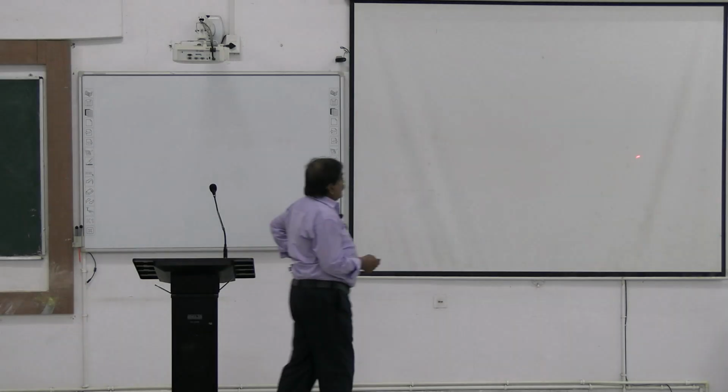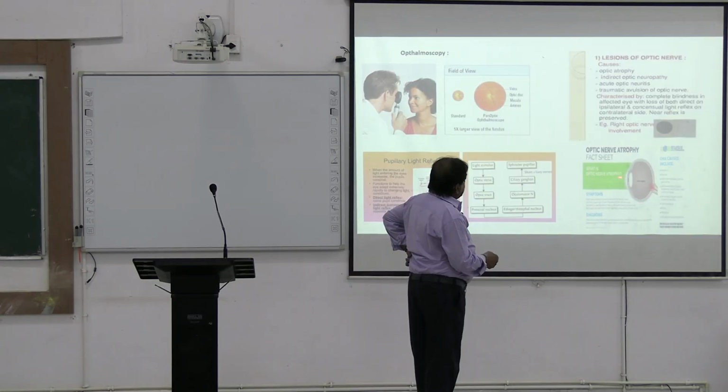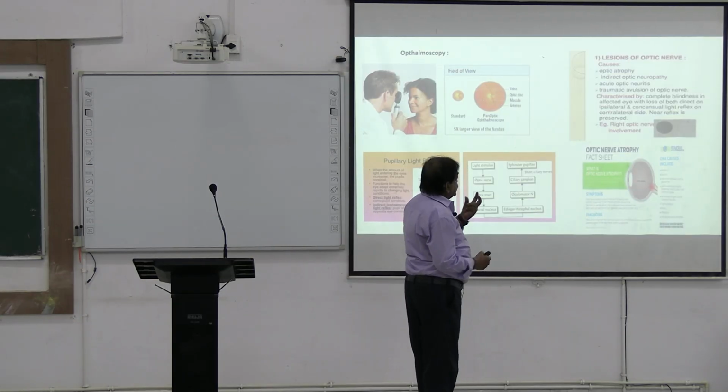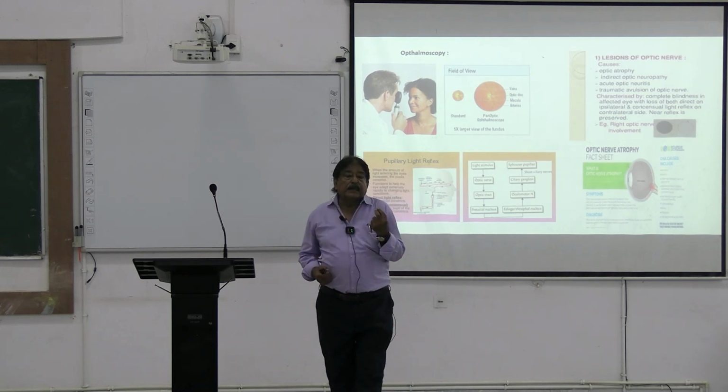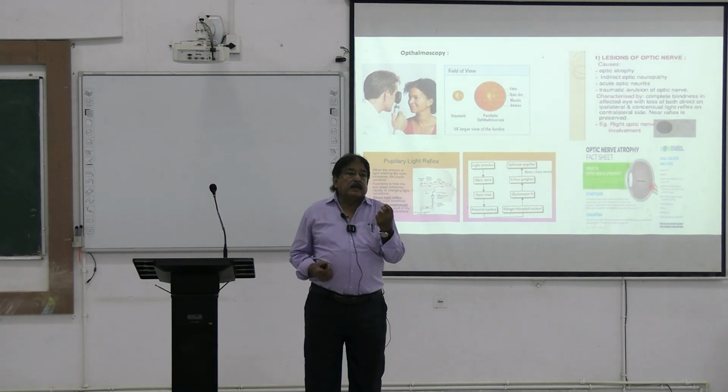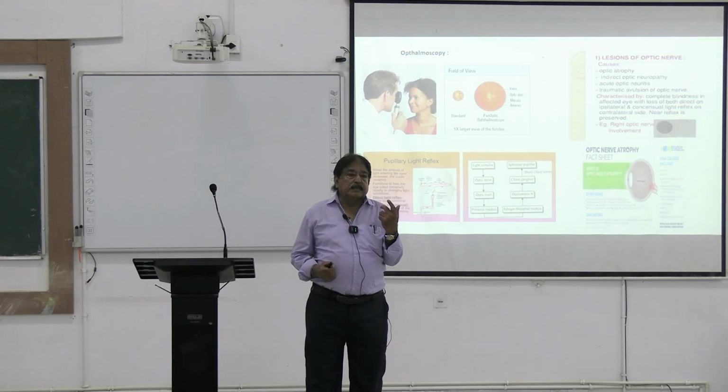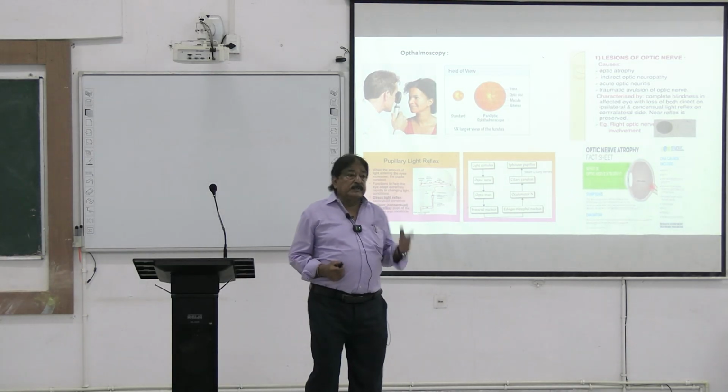Now, optic nerve, what is optic nerve atrophy? Optic nerve atrophy is due to some, it might be some blockage in the blood vessels or some injury.